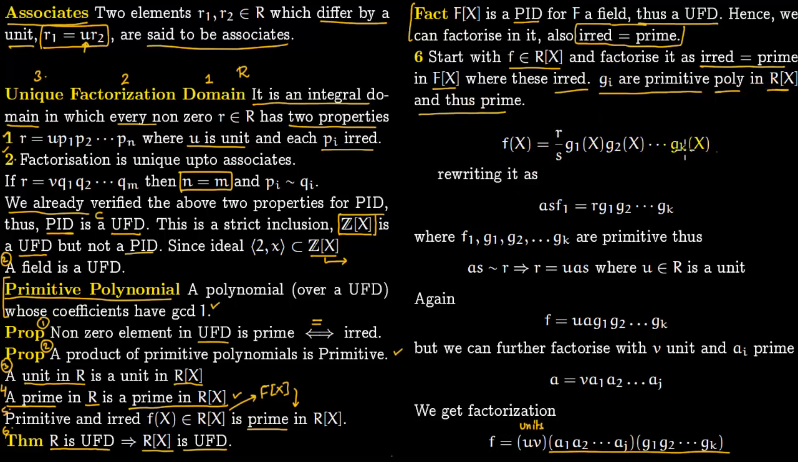So you do this factorization like this, but since we are doing this factorization in F of x, you have a fraction here. So the next thing we do is we get our primitive polynomials. So you write this as a f_1, where f_1 is primitive. So we can clear the denominator. You can write f_1 as r, g_1, g_2 all the way to g_k. So these are primitive polynomials. This is a primitive polynomial.